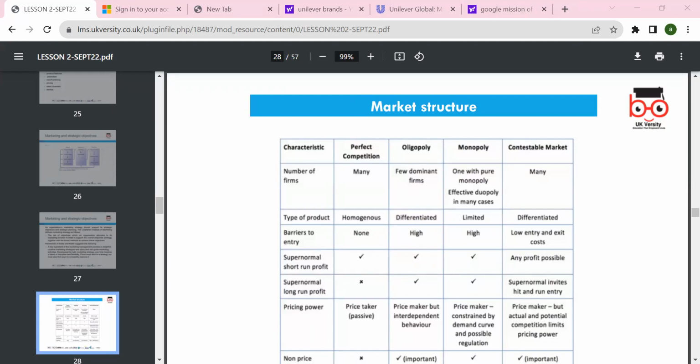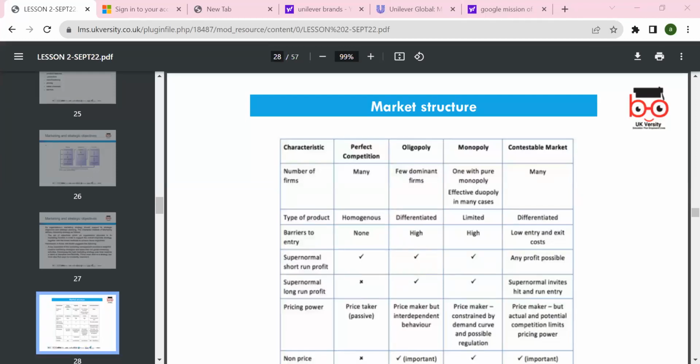So there are many companies and the market forces control the price. Company A, company B, company C: any company can come in, any company can go out. This is called perfect competition. Then oligopoly means two or a few companies are dominant and control the market.